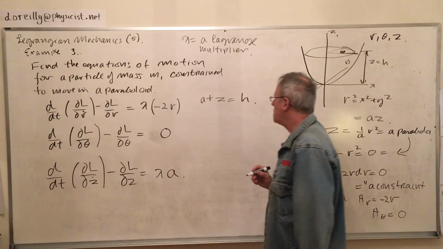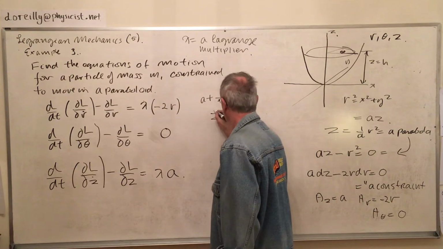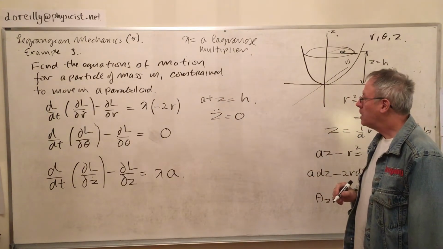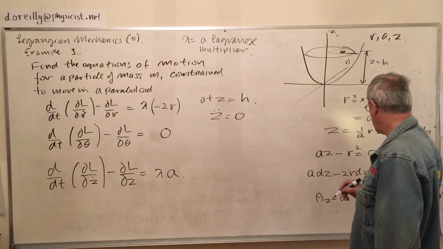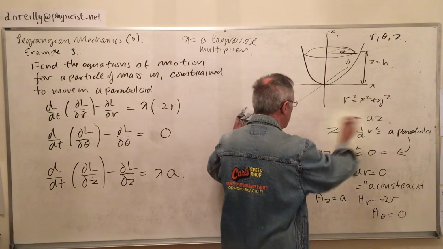Now when z is at some h, let's say this h here, z double dot equals 0. But let's just do that first. Let's just find the equations of motion first. Okay, let's get rid of this.